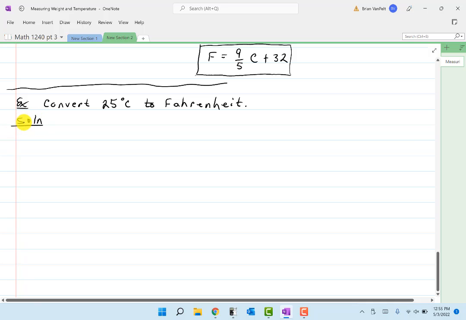So this conversion is a little bit different from the rest of them. You're going to plug it into a formula. So my F equals 9/5 times C, which was 25, plus 32. Now, for simplifying purposes, you might want to think of the 25 as being over 1 because I'm going to cancel in this fashion. So I'll get 9 times 5 plus 32. That'll equal 45 plus 32. And so we get 77 degrees Fahrenheit.